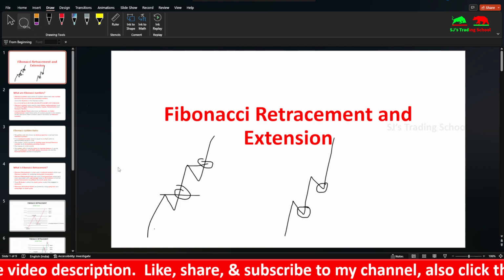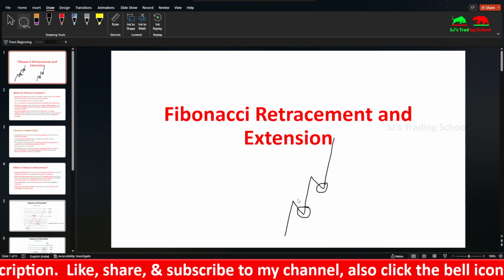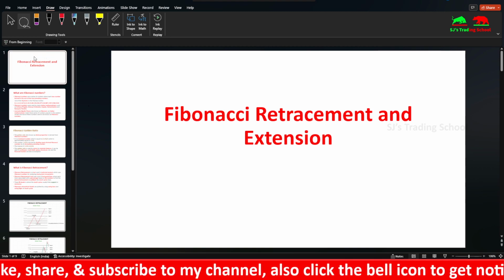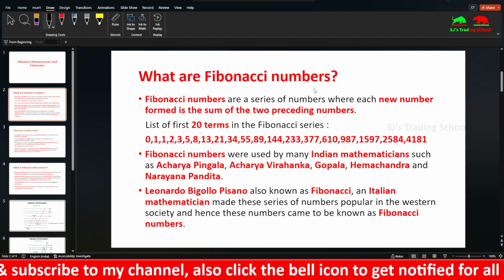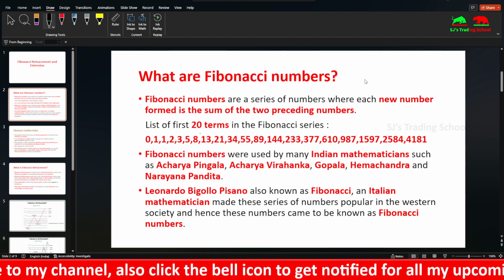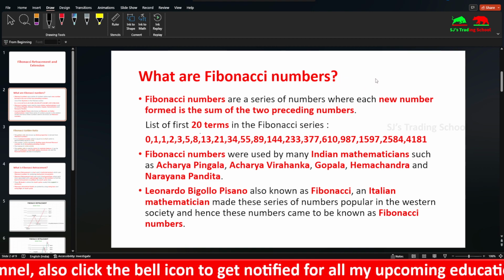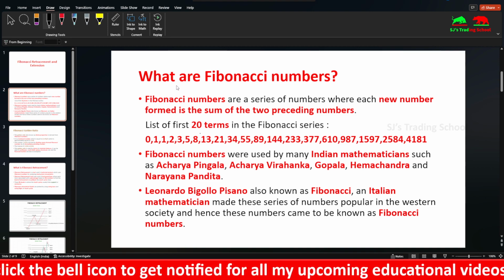So Fibonacci is basically a pullback strategy, a retracement strategy. It is based upon Fibonacci numbers. So what are Fibonacci numbers? They are a series of numbers where each new number formed is the sum of the two preceding numbers.